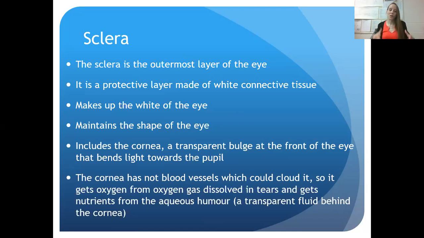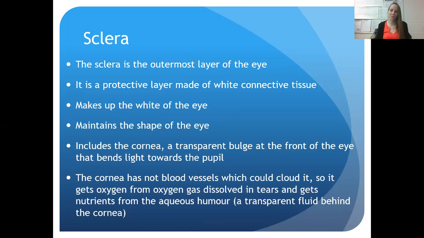And the whole job of the cornea is to bend light towards the pupil, towards the opening in the eye. The cornea does not have blood vessels because then the blood vessels would be in your vision and you would see these blood vessels every time you look out. So instead, the cornea gets oxygenated by the aqueous humor.